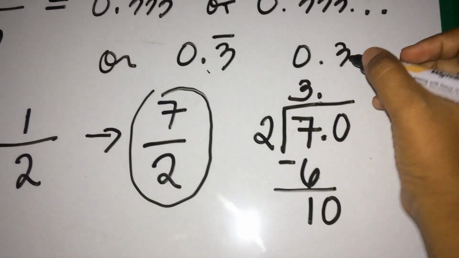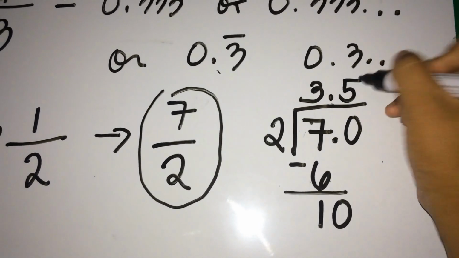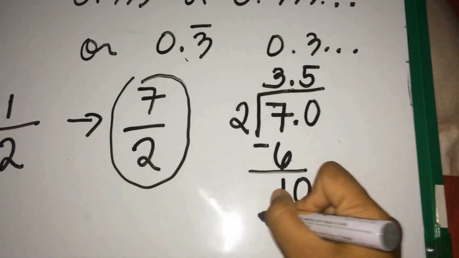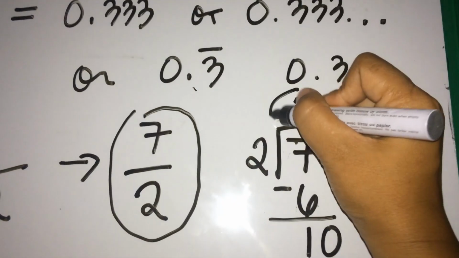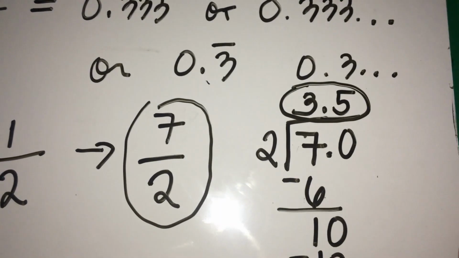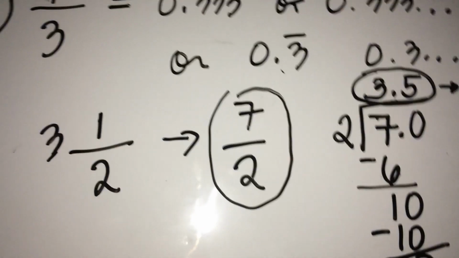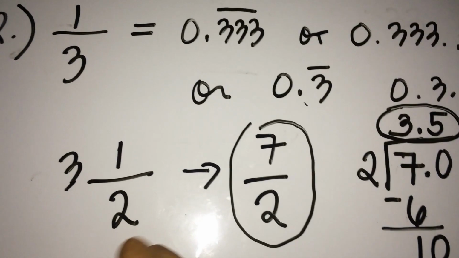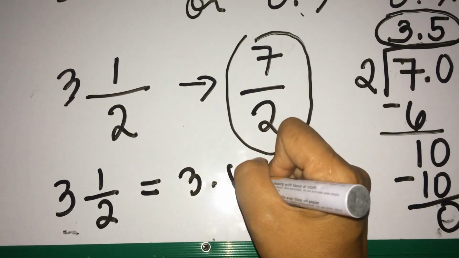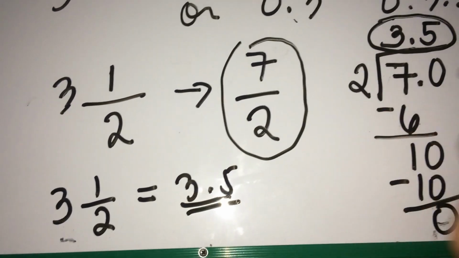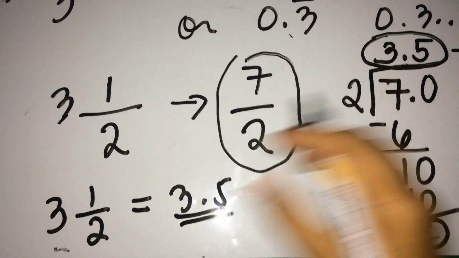10 divided by 2 is 5. 5 times 2 is 10. We'll subtract, so as you can see, the remainder is 0. Therefore, we're going to stop there. So this is now our answer for this fraction. 3 and 1/2 is equal to 3.5 in decimal. Okay, so that's the answer.